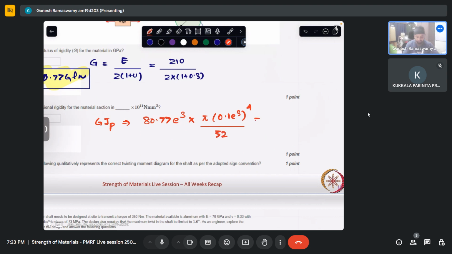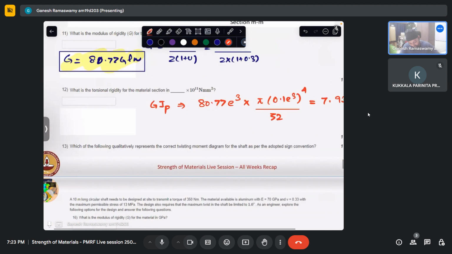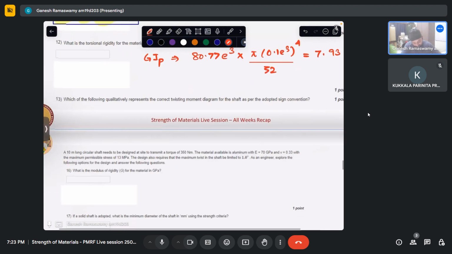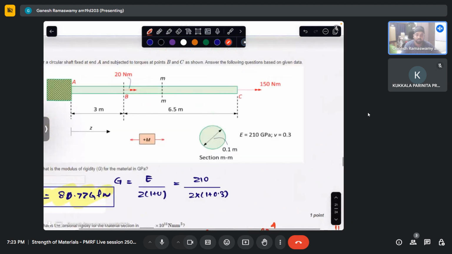Which is 80.77 E3 into pi into... So this is 7.93 into 10 power 11 Newton mm square. So we have found out the torsional rigidity. Now the question asks, how will we draw the twisting moment diagram?